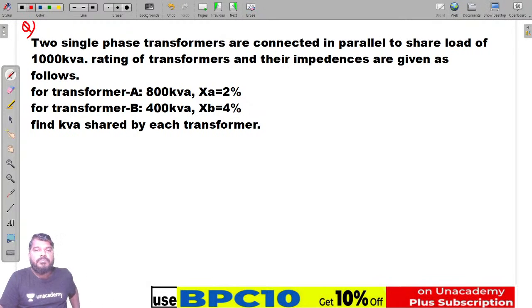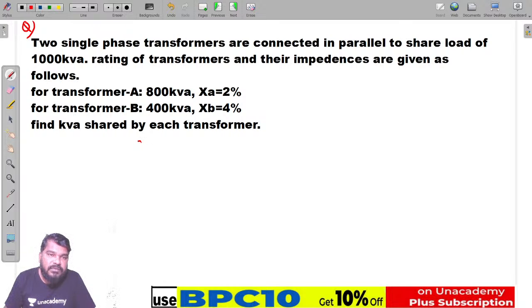Two single phase transformers are connected in parallel to share the load of 1000 kVA. Rating of the transformers and their impedances are given as shown below. For transformer A, 800 kVA, XA is given in percentage as 2%, XB is equal to 2%. Now find the kVA shared by each transformer. Here there is a difficulty. If XA and XB are given in ohms, you can substitute directly. But here they are given in percentage.